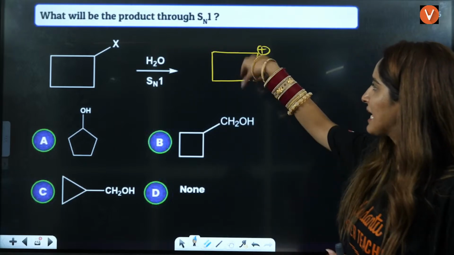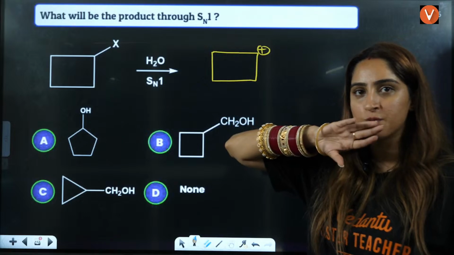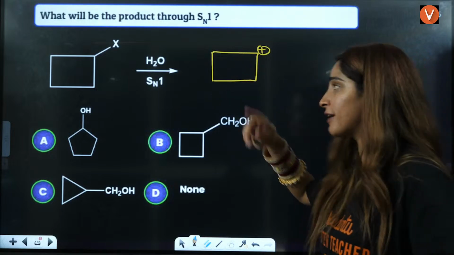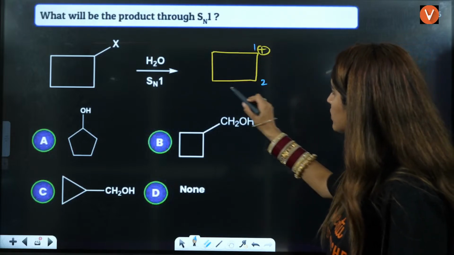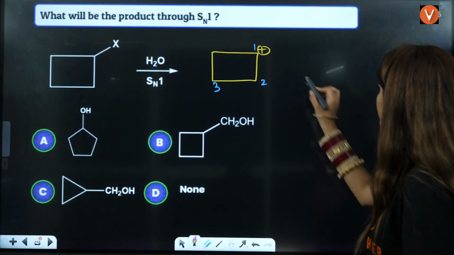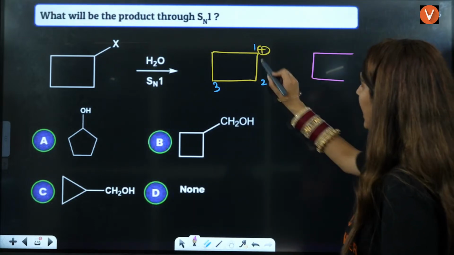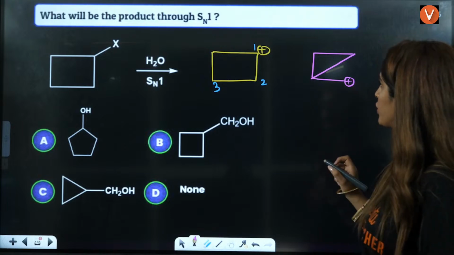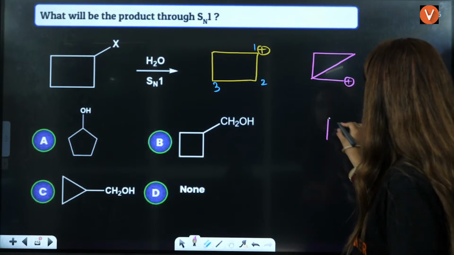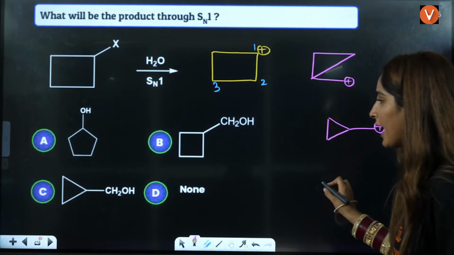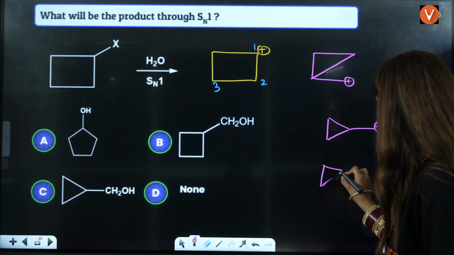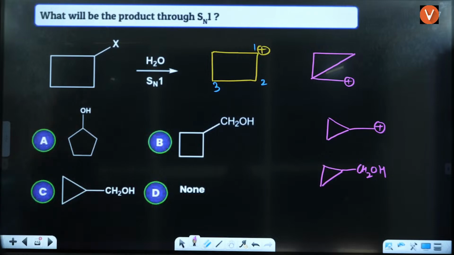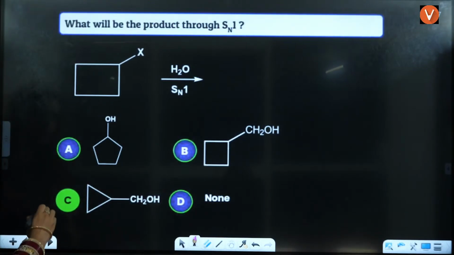So here, do you have ring contraction or ring expansion? Whenever on the ring you have a positive charge, there is a ring contraction. Again the same thing, 1, 2, 3. Beta, the same thing you are going to do here: attach 1 and 3 and put the positive charge on 2. This is the formation that you will have, this kind of situation. You add OH negative here, and this will be CH2OH. Okay? So C is going to be the correct answer.